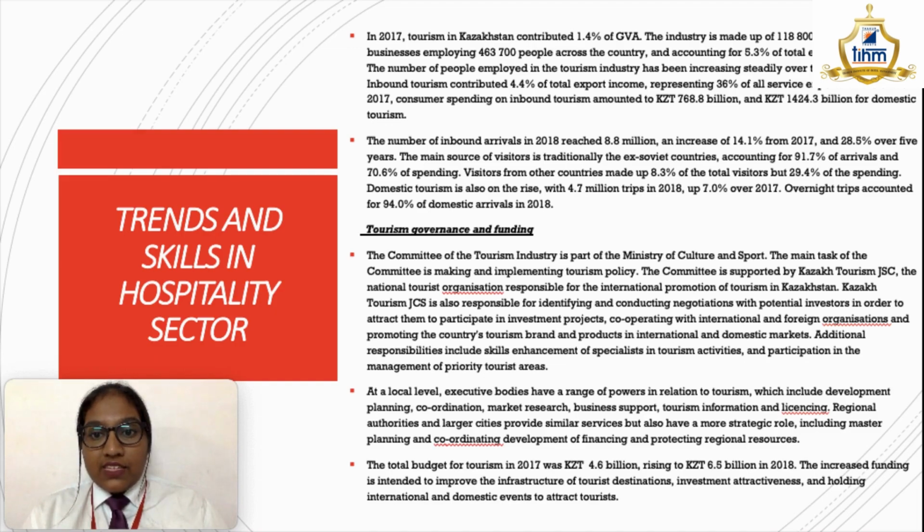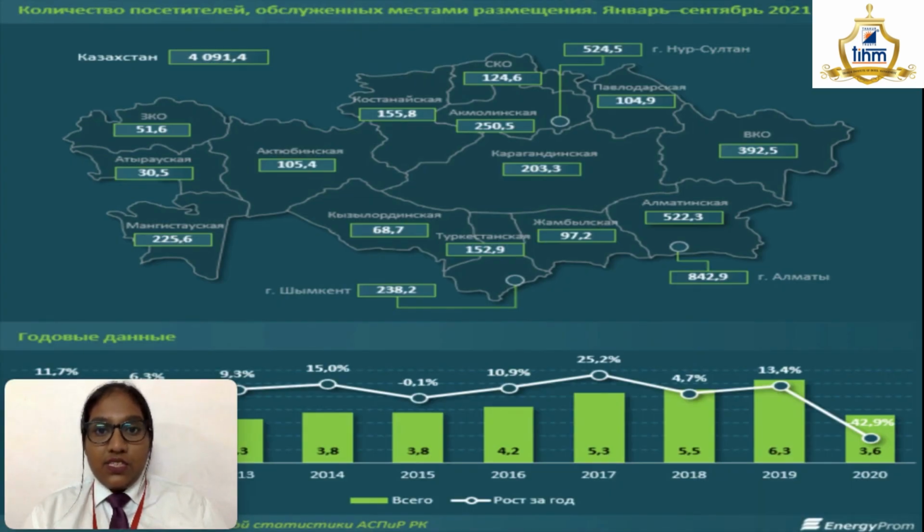At a local level, executive bodies have a range of powers in relation to tourism, which include development planning, coordination, market research, business support, tourism information and licensing. The total budget of tourism in 2017 was 4.6 billion, rising to 6.5 billion in 2018. The increased funding is intended to improve the infrastructure of tourist destinations, investment attractiveness, and holding international and domestic events to attract tourists. This is the chart you can see.